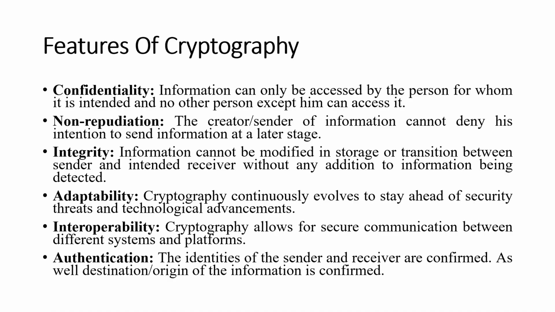Next one is adaptability. Cryptography evolves to stay ahead of security threats and technological advancements. Next one is interoperability. Cryptography allows secure communication between different systems and platforms. And the last one is authentication, which verifies that the sender and receiver are whom they claim to be. That identifies the sender and receiver are confirmed: who is sending the message and who is receiving the message.